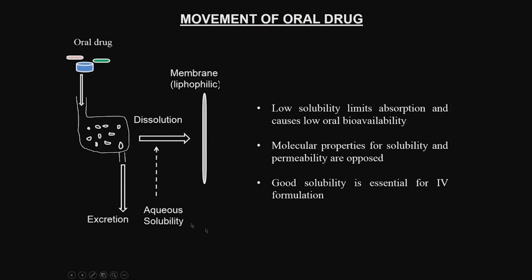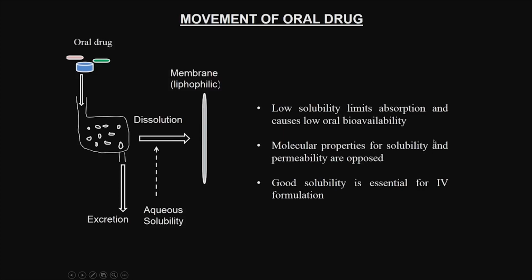So, let us look at this. Of course, you take an oral drug, it goes into the stomach, it has to completely dissolve here, and that is dissolution. That means aqueous solubility plays a very important role, and then it crosses the lipid membrane before it reaches the blood. So, whatever does not dissolve will slowly go down through the GI, and if it does not dissolve even at pH 4 and so on, it may get excreted. So, low solubility limits absorption and causes low oral bioavailability.